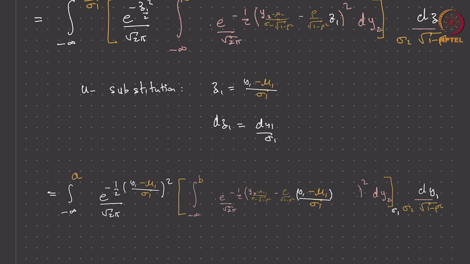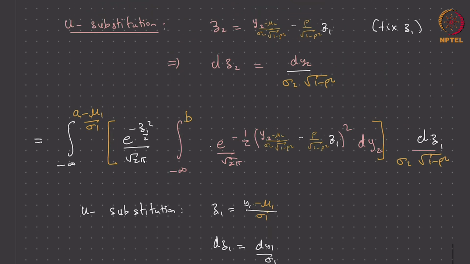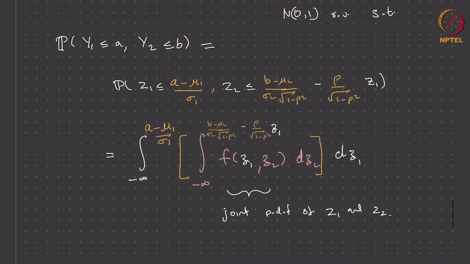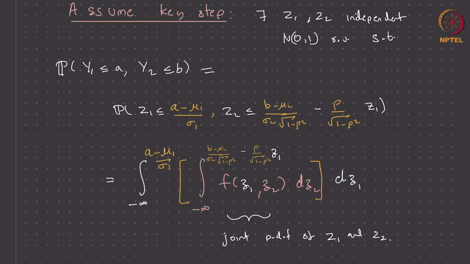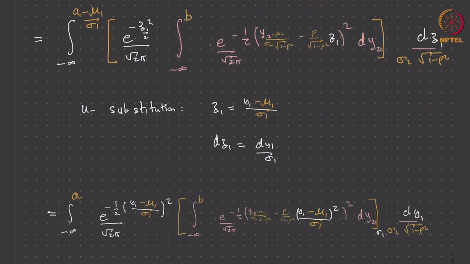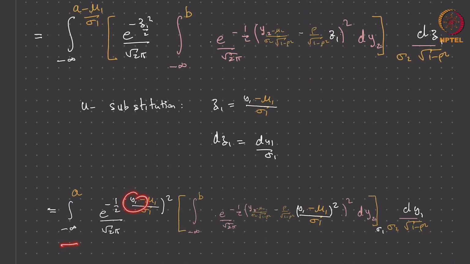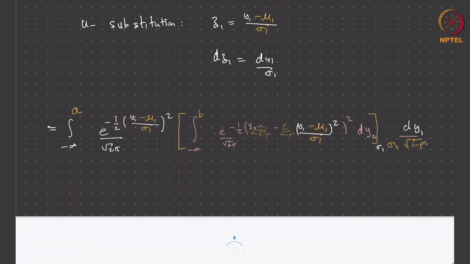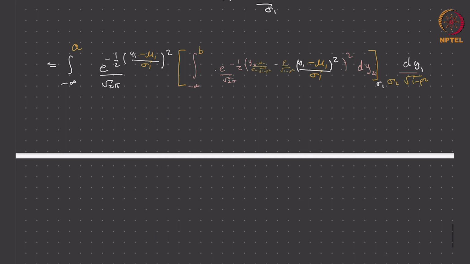Very cool. And I have a whole square. And all this remains the same. Very cool. So now I have converted, I start off with probability y1 less than or equal to a, y2 less than or equal to b, and I've come all the way to an integral of the form minus infinity to a, something in y1, minus infinity to b, something in y1 and y2. Okay.